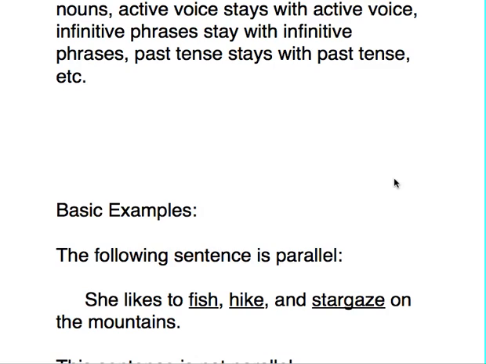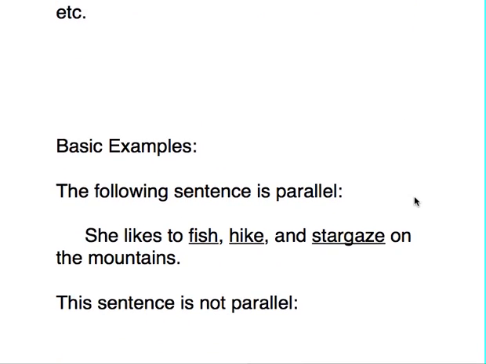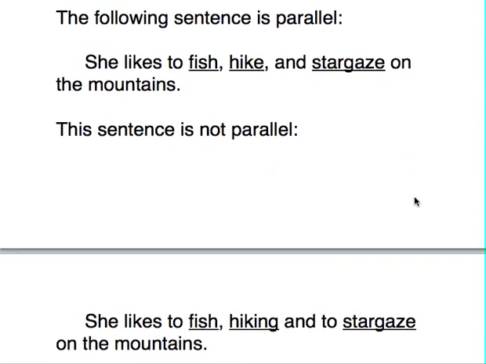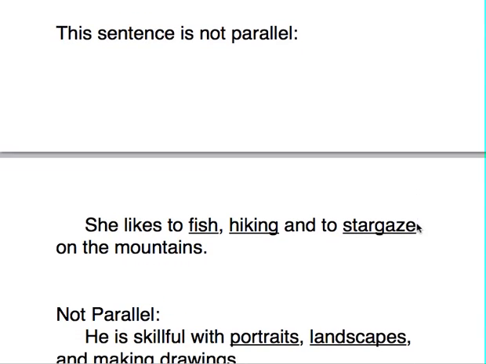And here are some basic examples. This first sentence is parallel. She likes to fish, hike, and stargaze in the mountains. This is parallel because fish, hike, and stargaze are all verbs in the infinitive form. The following sentence is not parallel. She likes to fish, hiking, and to stargaze in the mountains. This isn't parallel because one of the verbs, hiking, is in the ing or gerund form, while the other two are verbs in the infinitive form.